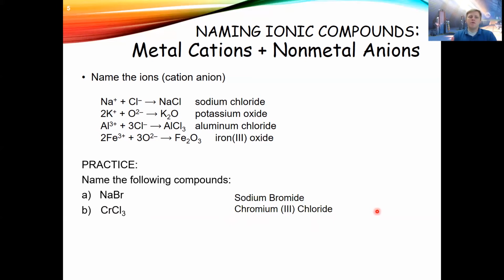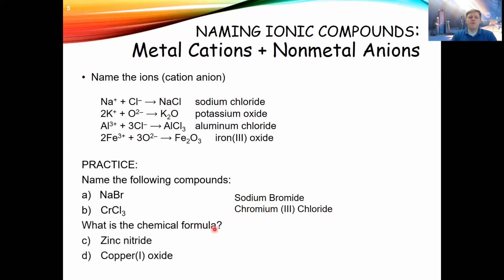Let's try going backwards now and figure out what's the chemical formula of zinc nitride and copper-1 oxide. So you can pause the video again here and try and practice this.